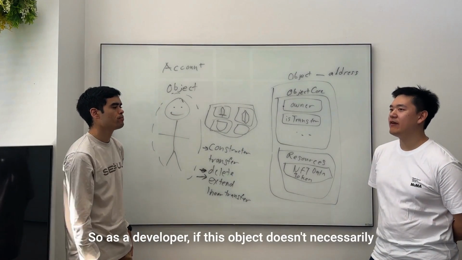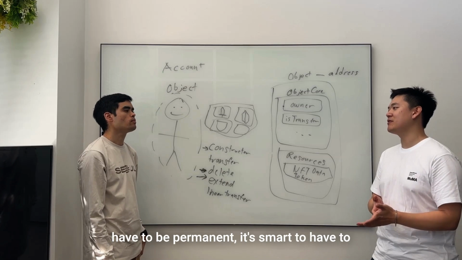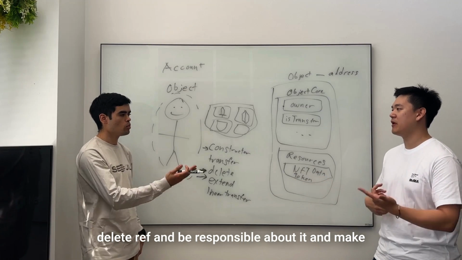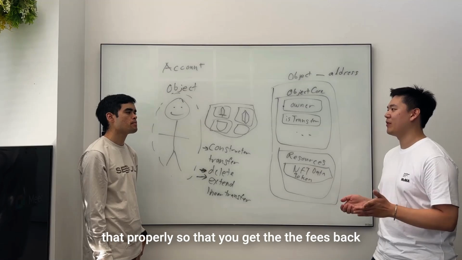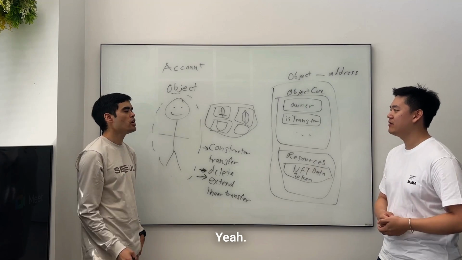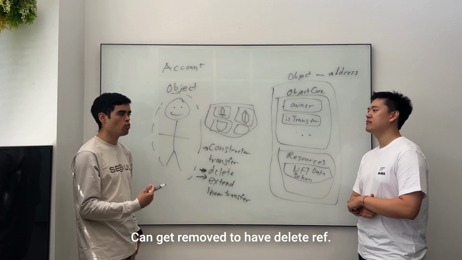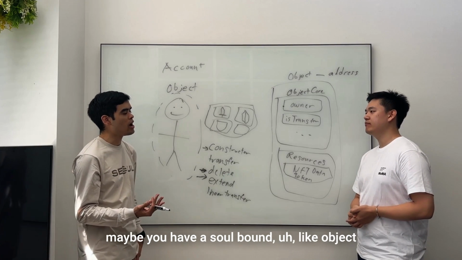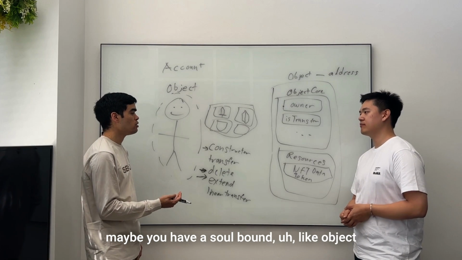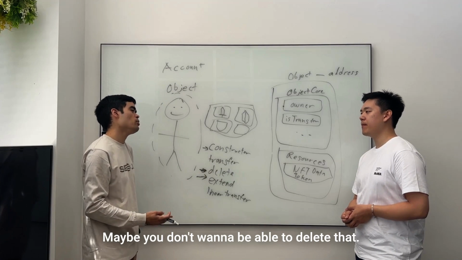I see. So as a developer, if this object doesn't necessarily have to be permanent, it's smart to have the delete ref and be responsible about it and make sure the module that you design handles that properly so that you get the fees back. Yeah, and I would always suggest for people who want something that can get removed to have this delete ref. If you don't expect it to get removed, like maybe you have a soul-bound object that is keeping track of your game score, maybe you don't want to be able to delete that.